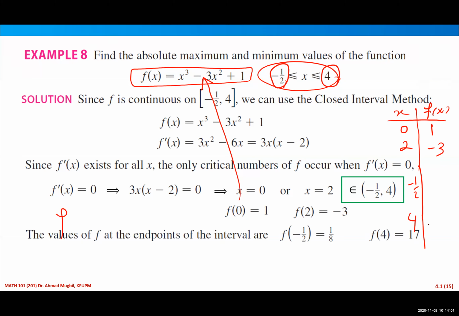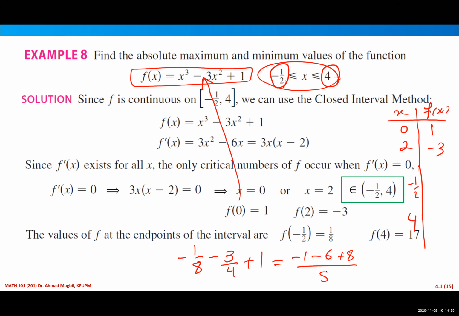So what would be the value of the function at negative a half? It will be negative a half to the power 3, which is negative 1 over 8. Be careful when you do this calculation. 3 times 1 over 4 is 3 over 4, plus 1. So in the next step, you will say negative 1 minus 6 plus 8 all over 8, and this is 8 minus 7, which is 1 over 8. So this is 1 over 8. And at 4, it is 17.